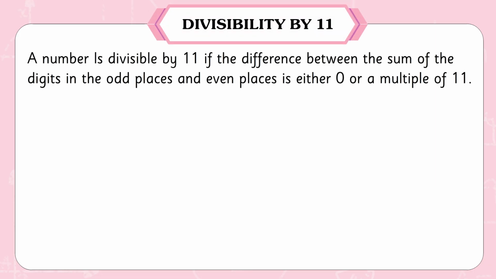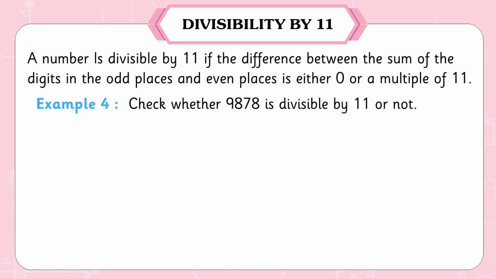Divisibility by 11. A number is divisible by 11 if the difference between the sum of the digits in the odd places and even places is either 0 or a multiple of 11.